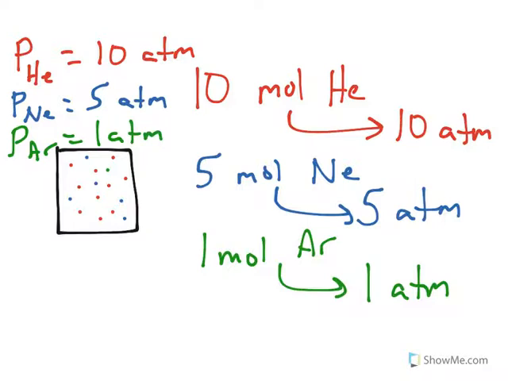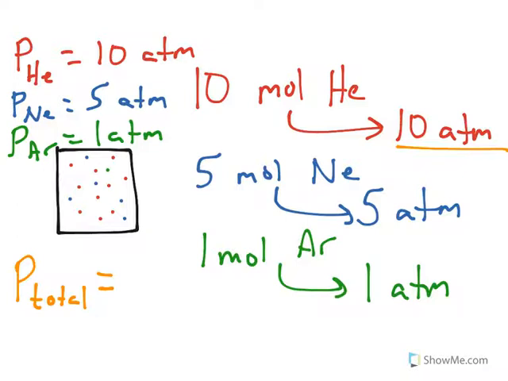These are the individual pressures being contributed by each of these gases. This 10 atmospheres in red is the pressure just because of the helium. The 5 atmospheres in blue is the pressure just because of the neon. And the 1 atmosphere in green is the pressure just because of the argon. But what if we wanted to know the total pressure of this container? Well, the kinetic molecular theory says if we keep adding more particles in to this container, which was originally at 10 atmospheres, then it's logical that it's going to increase in pressure.